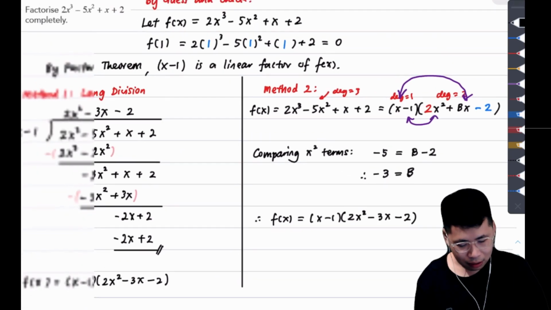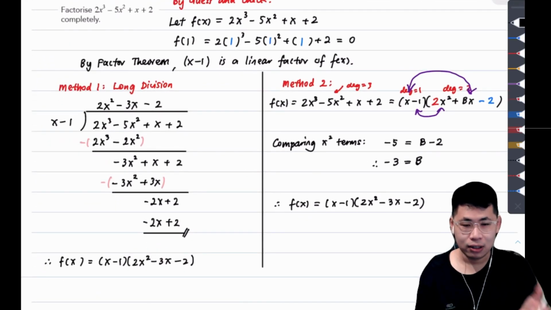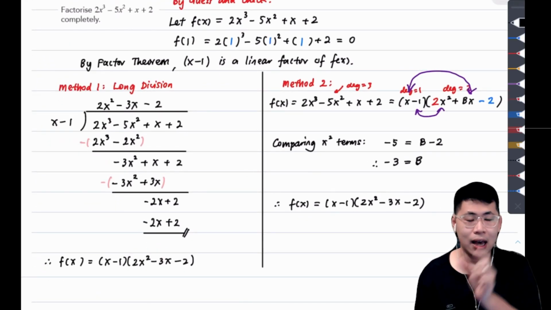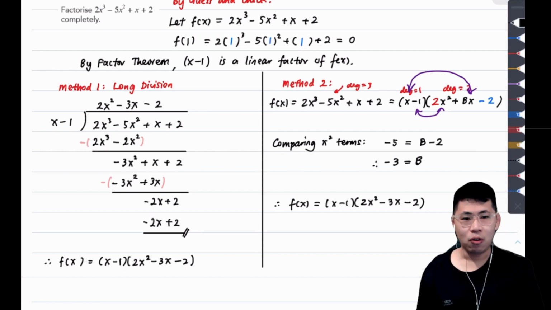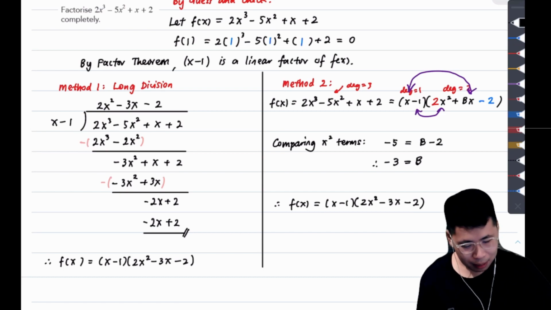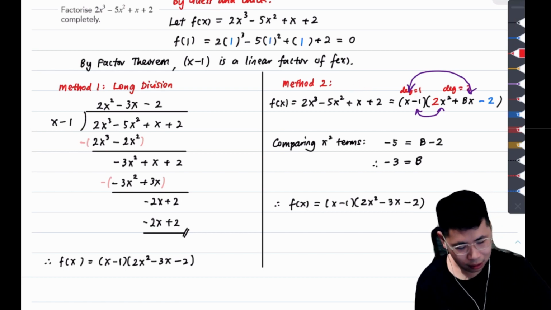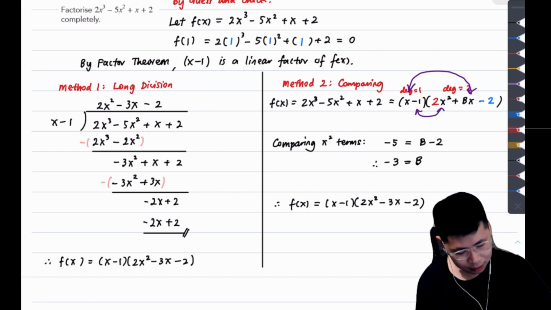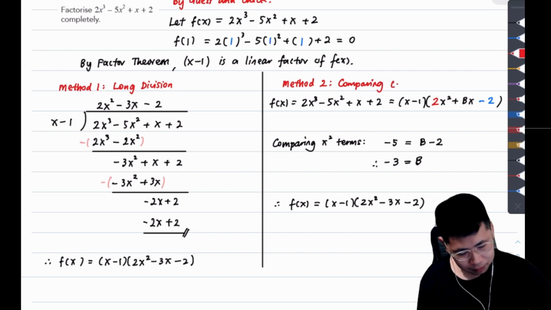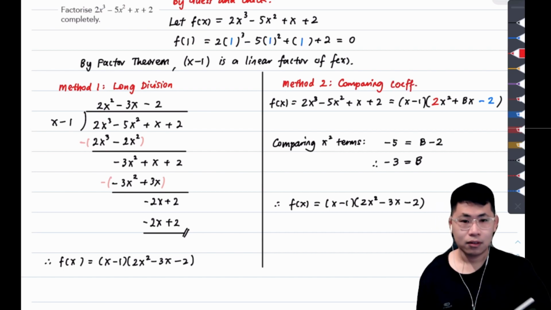So here we have two methods to factorize out the one linear term and one quadratic term. Both methods are the same. It's just that method 1 is a long division, so it will look long. Method 2, we call this comparing coefficients, like what we did earlier. Comparing coefficients. So this is our identity from previously.